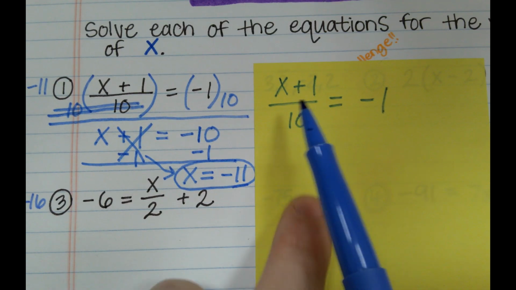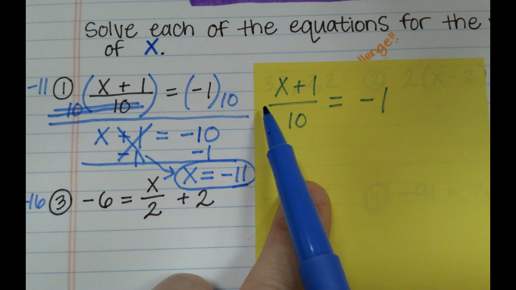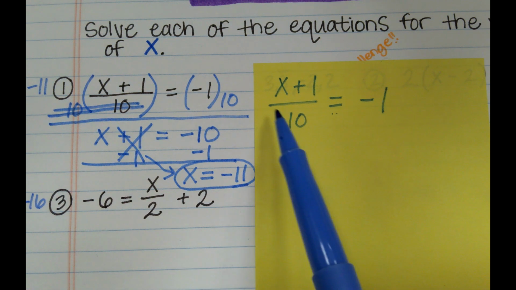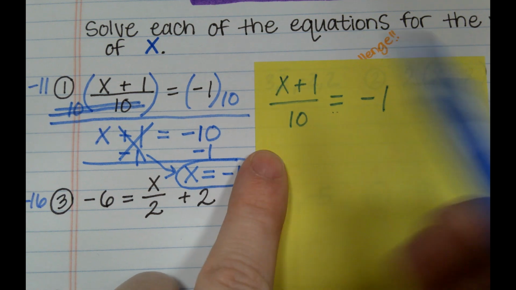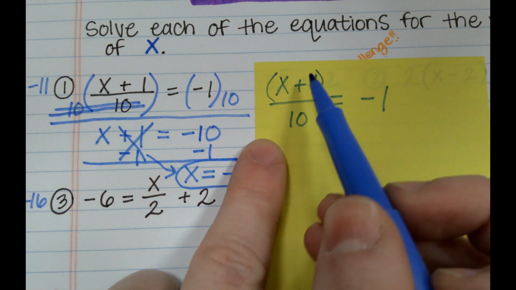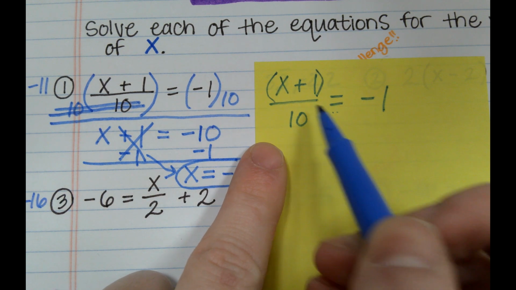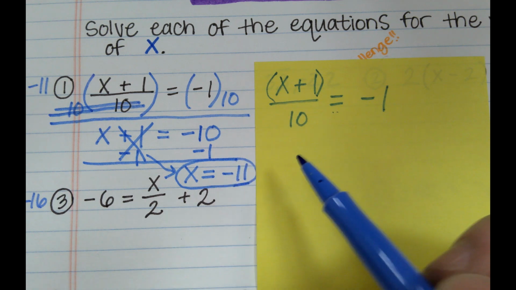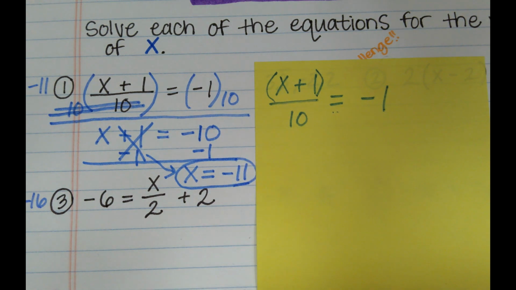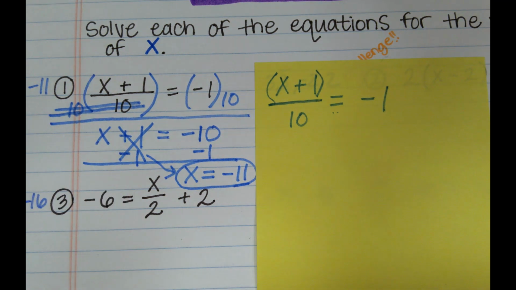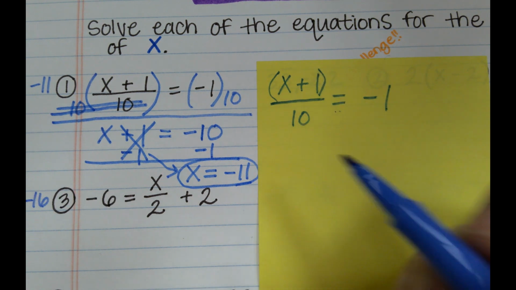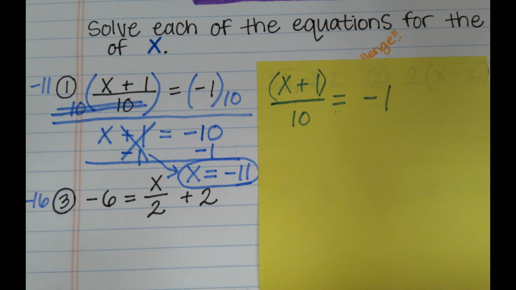So anytime we have something over a number, that line in between is telling us that we are taking whatever this is divided by 10. And we want to get rid of 10. So anytime we want to get rid of something in an equation or cancel it out, we're going to use the inverse operations, the opposite. So we know that we are dividing by 10 originally. So the opposite of division is what?